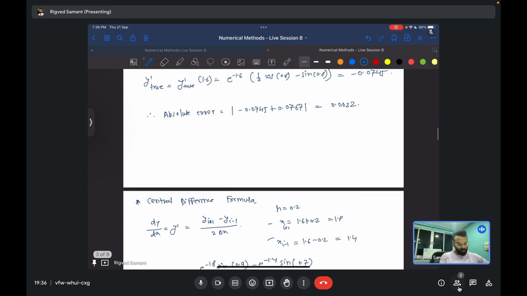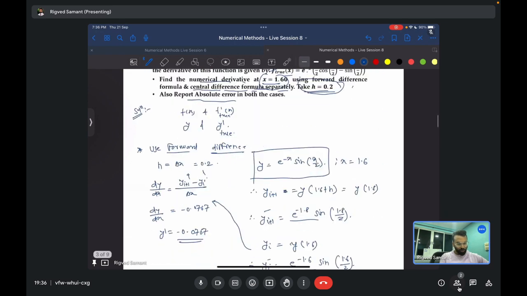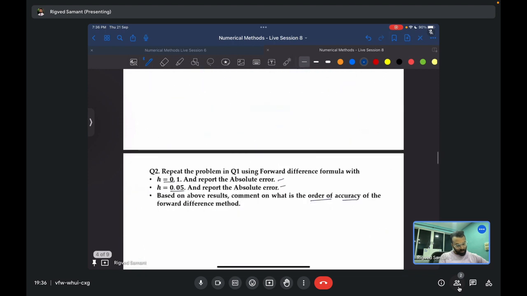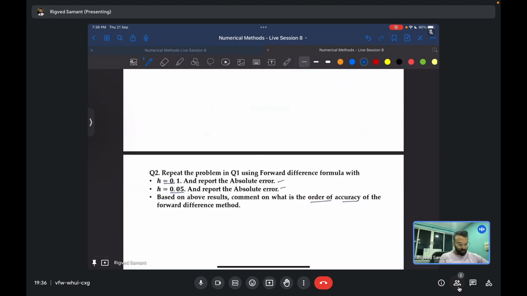first in the previous question h was given as 0.2. Now it is telling you to solve using forward difference formula only, but first you take h is equal to 0.1 and next you take h is equal to 0.05. And the last question is what is the order of the accuracy.